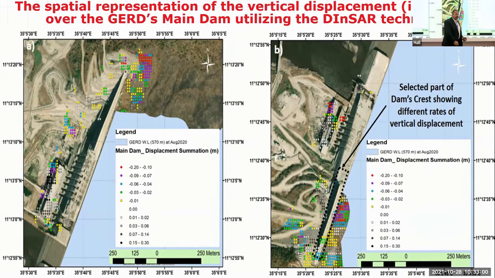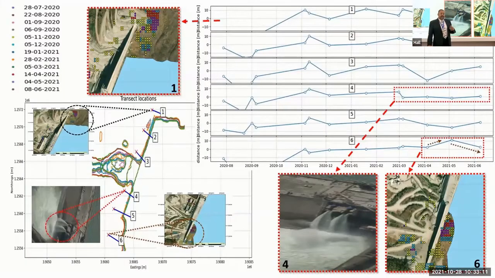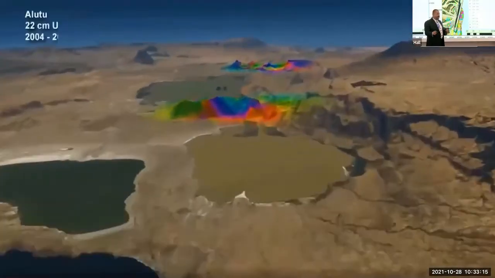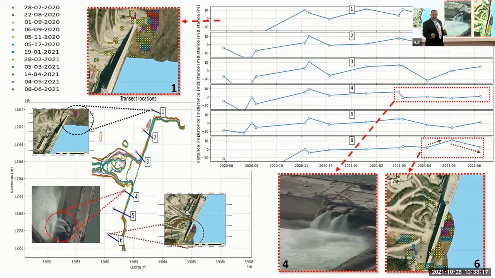So if we have some ground observations, if we have some data, that would be great. We would love to see some data which can show that these results are not that accurate. We wanted to validate the results. When I'm looking into these two different cross sections and I'm having different displacement at different points, we said, let's look into the water edge.